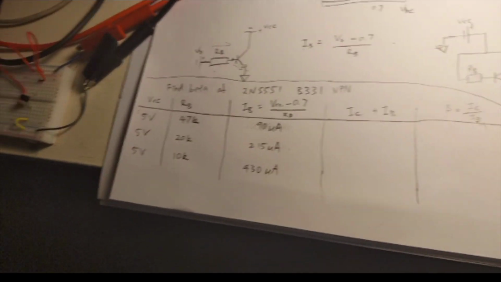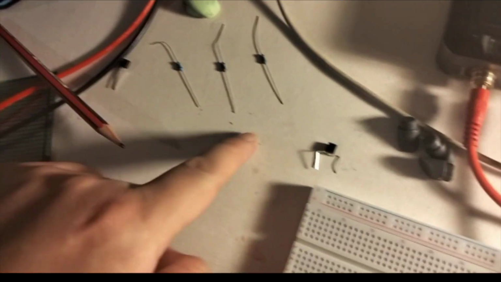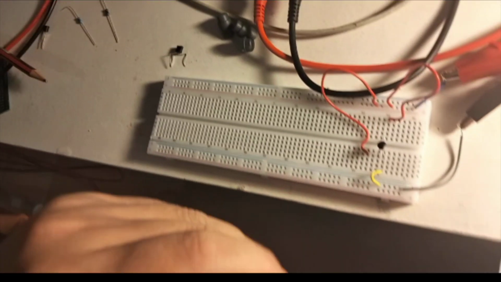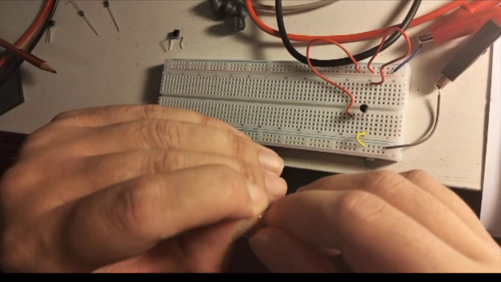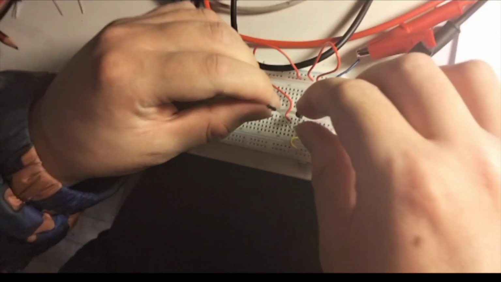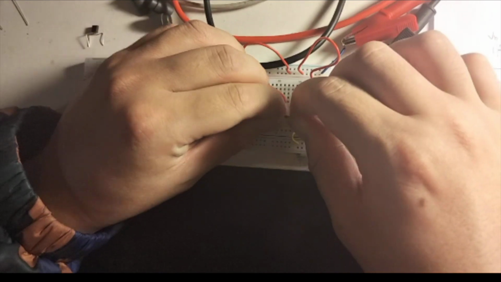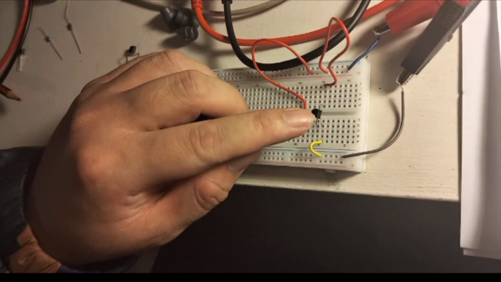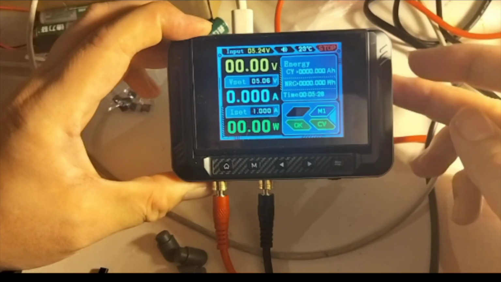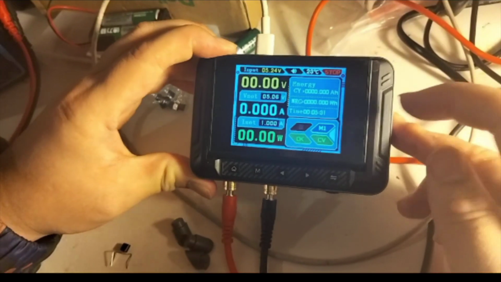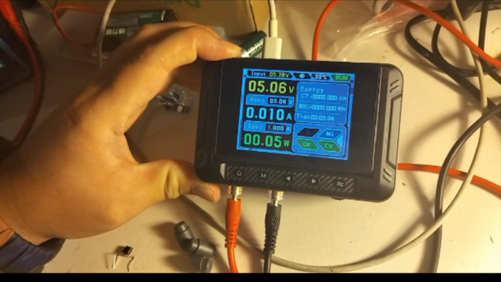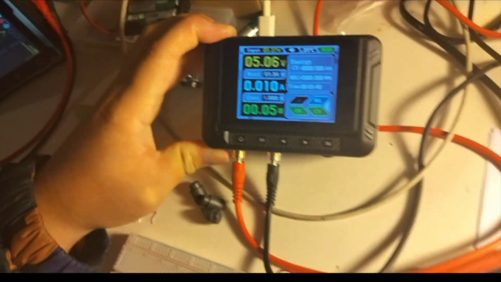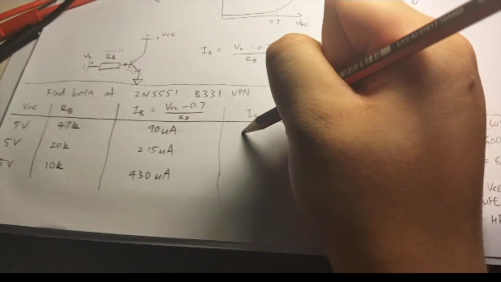Alright, so here I've got the setup, and I've got these 3 resistors. This is the 47K, 20K, and 10K. So let me plug in the 47K first, going from the power supply to the base. And I'll turn on the voltage source, set at 5.06 volts. And you can see that it's 0.01 amps on the output. So my IC plus IB is 10 milliamps.